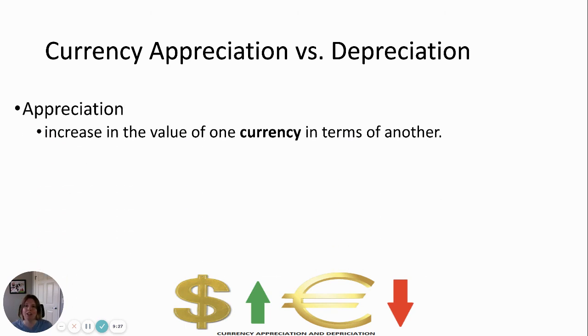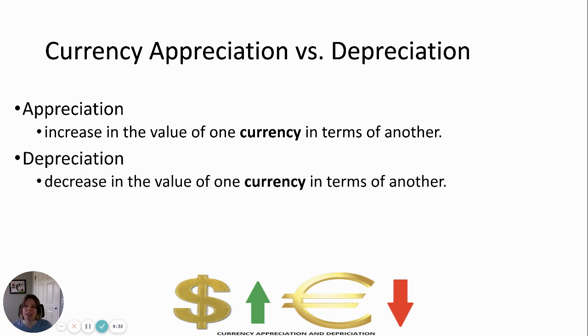So currency appreciation versus depreciation. What does appreciation mean? It's an increase in the value of one currency in terms of another. Depreciation is the decrease in the value of one currency in terms of another. Here's a magical macro tip. If you're doing these problems and you think both currencies appreciate or both currencies depreciate, you are wrong. It is not possible. When one currency appreciates, by definition, the other currency has to depreciate. So no two currencies will appreciate or depreciate at the same time. They're going to have this inverse relationship. So if the dollar appreciates compared to the euro, then we know that the euro must have depreciated.